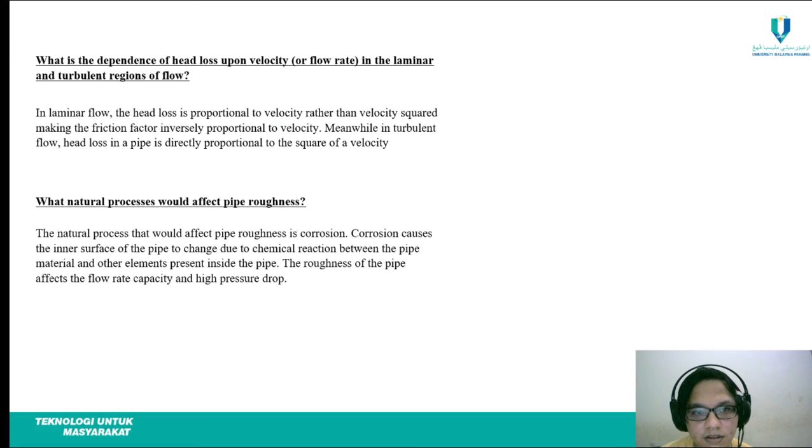What is the dependence of head loss upon velocity in the laminar and turbulent flow regions? In laminar flow, the head loss is proportional to velocity rather than velocity squared. In turbulent flow, head loss is directly proportional to the square of velocity.